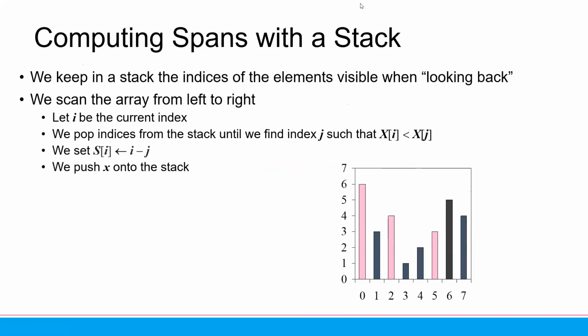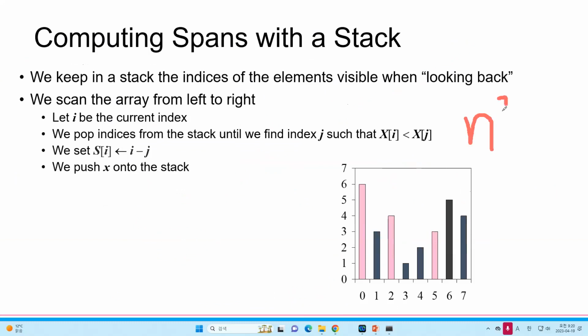Usually, when we have an algorithm with n to the power of 2, there is a possibility to improve it. There is an alternative so that we can have maybe n or maybe log n. How? If we can apply a basic data structure, for example, a stack. It is not always possible, but for computing spans, there is an alternative using a stack.